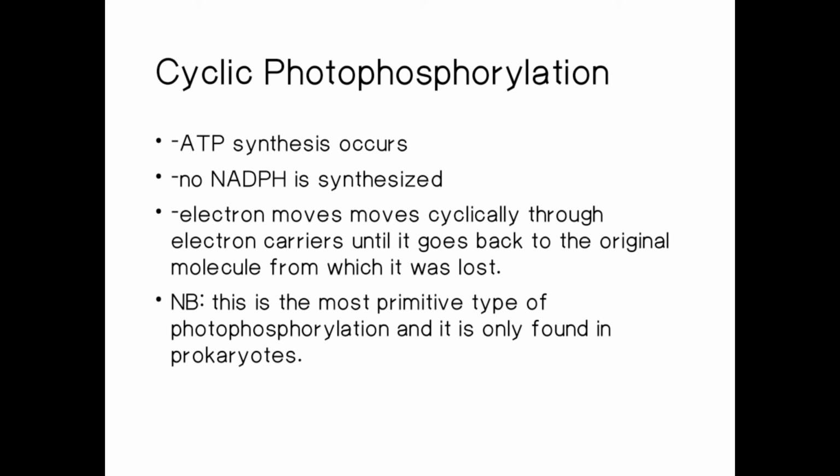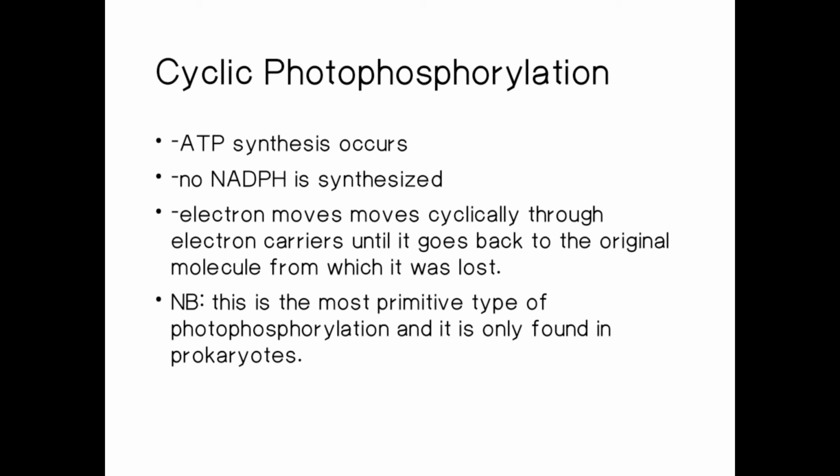An electron moves cyclically through electron carriers. You see, in the thylakoid membrane, we have molecules there. We have enzymes, we have a lot of things there. Some of them are called electron carriers. Why? Because they transfer an electron from one molecule to another. So in that case, they become electron carriers.